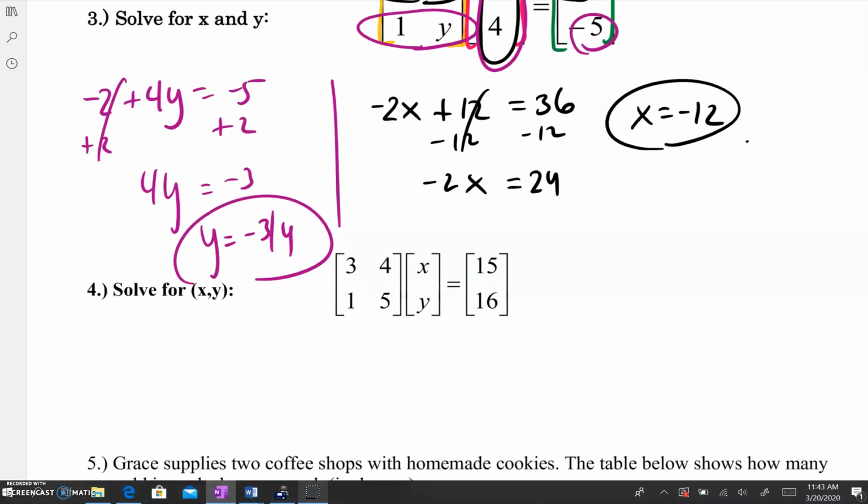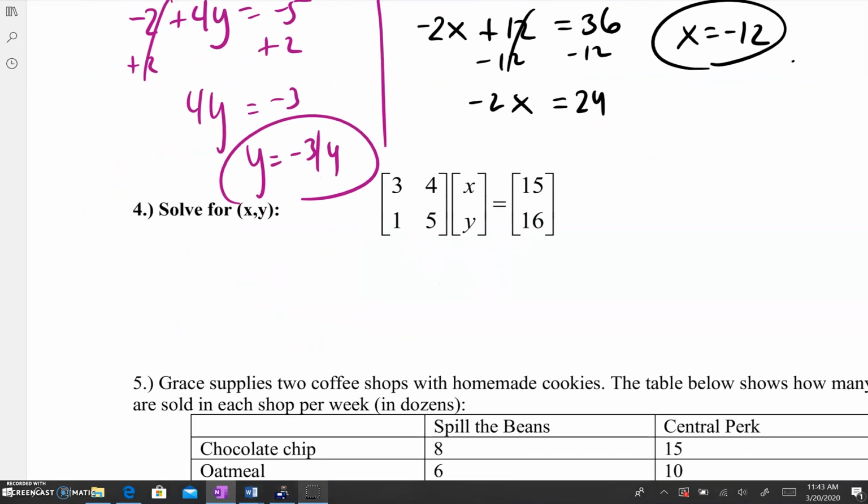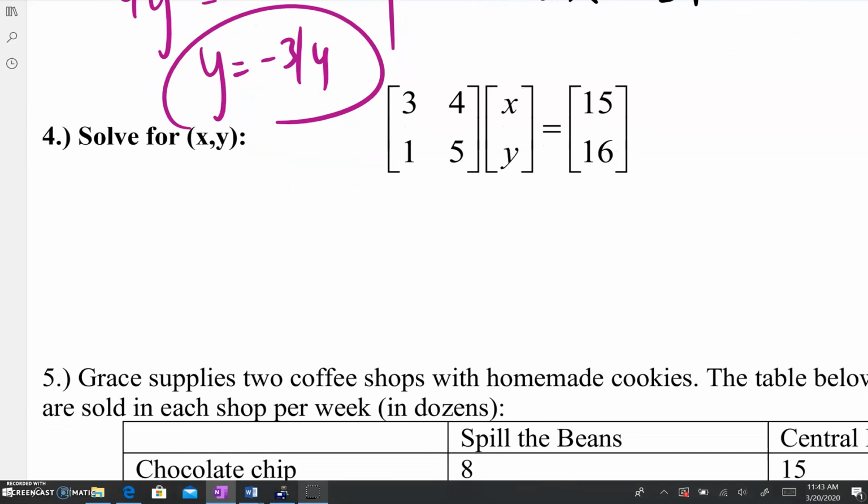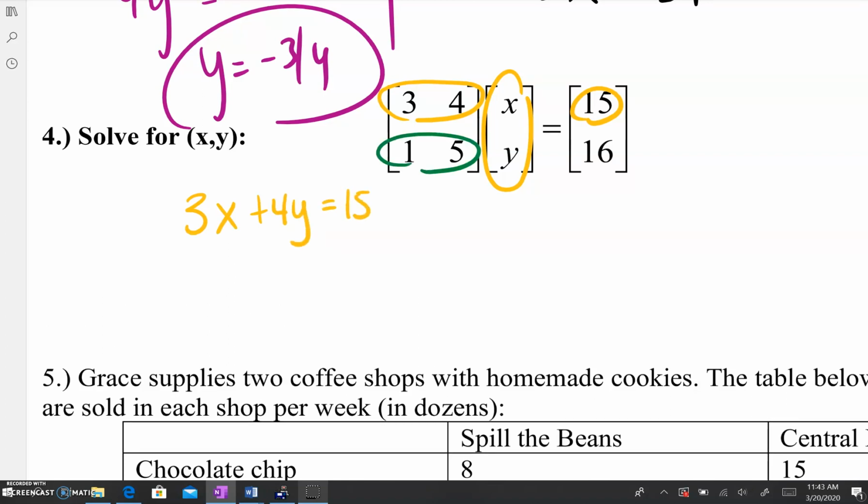Okay, at this point you've unpaused and you want to check in on how number 4 is looking. So I'm going to try and zoom in. Okay. So for number 4, if I followed multiplication rules, I would say, okay, row 1 times column 1 equals the row 1, column 1 entry. So 3 times x plus 4 times y has to equal 15. If I did row 2 times column 1, that would have to equal 16. 1 times x plus 5 times y equals 16.